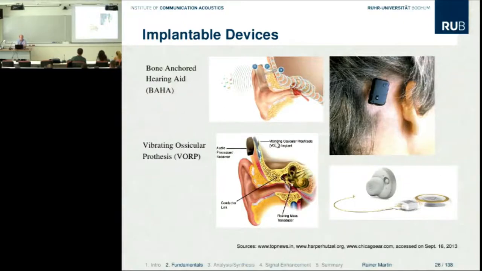There are also middle ear implants, where you attach an oscillating mass directly to the ossicles in the middle ear, so kind of shake the stapes or another ossicle, and in this way provide an amplified sound to the inner ear as well. And finally, there are cochlear implants, where you insert an electrode chain into the cochlea, into the inner ear, and provide a direct electric stimulation of the auditory nerve.